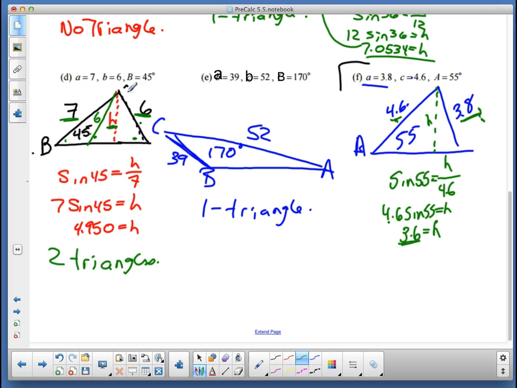So this is 3.6. So that means I'm going to have, maybe I can clean up my little stuff there. I'm going to have a second triangle if I don't get rid of it. Let's flip-flop those things. If I'm going to have a second triangle, that's going to be 3.8 as well. Okay, yes, sir.